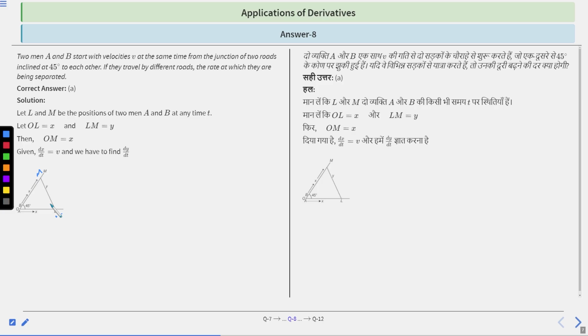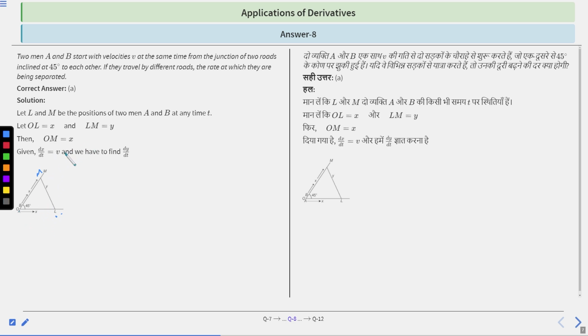We have to find dy by dt, because this y is deciding the difference between their distances. That is, dy by dt will represent the rate at which L and M are separating, that is, the two men A and B are separating from each other. Now OM is equal to x. Since OL is equal to x, OM will also be x, because the two men start with the same velocity v. So in the same time both will cover distance x.